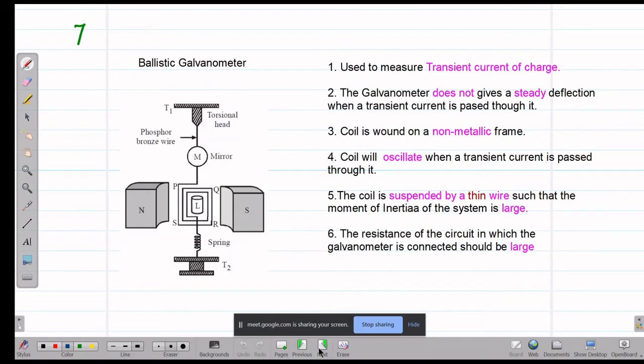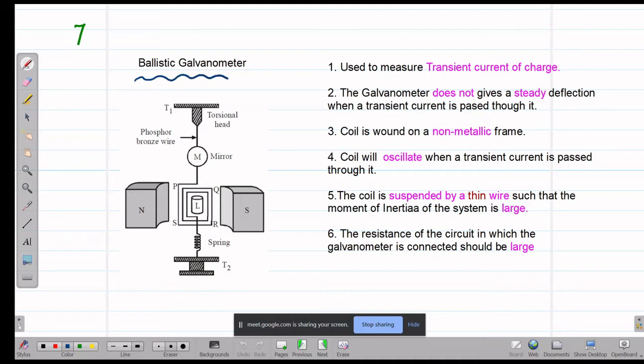Today's lesson is mainly on what is called the suspended coil galvanometer. Here we have shown a simple schematic diagram of the construction of a suspended coil ballistic galvanometer.